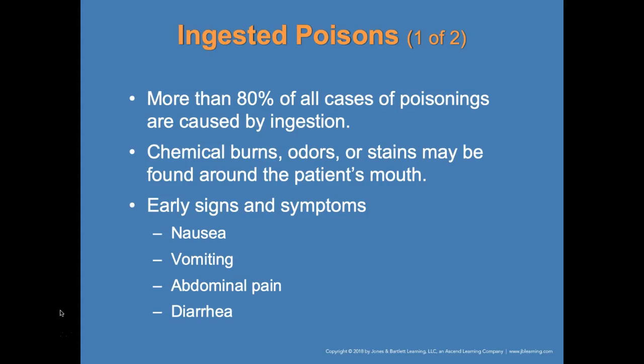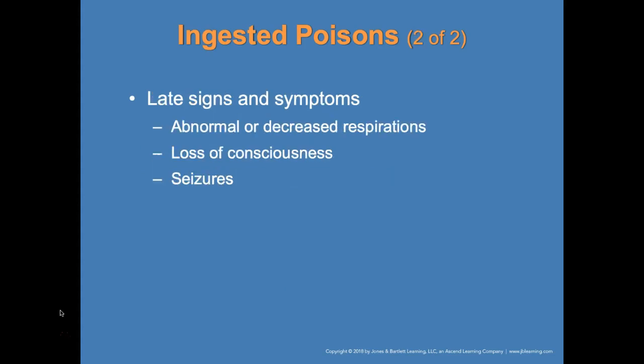So starting with ingested poisons, more than 80% of all cases of poisonings are caused by ingestion. Remember, ingestion is going to be eating something and having it absorbed by the digestive system. We might notice chemical burns, odors, or stains around the patient's mouth. Some early signs and symptoms are going to be nausea, vomiting, abdominal pain, diarrhea. And our later signs and symptoms could be abnormal decreased respirations, loss of consciousness, or seizures.